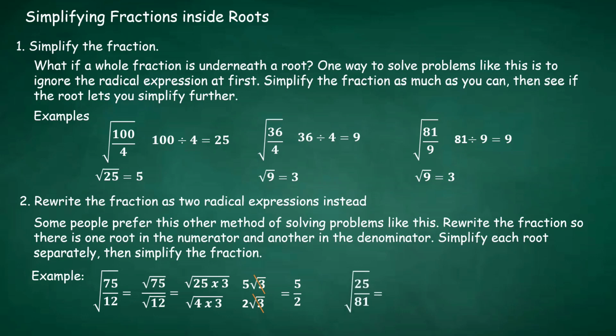Another example. Square root of 25 over 81. Just rewrite this as the square root of 25 over the square root of 81. And then take the square root of 25 and 81. So the answer is 5 over 9.